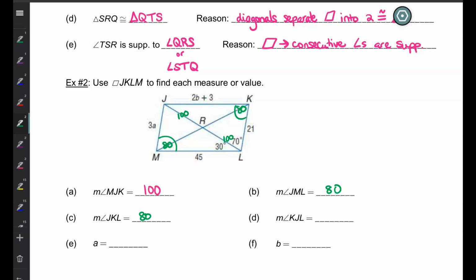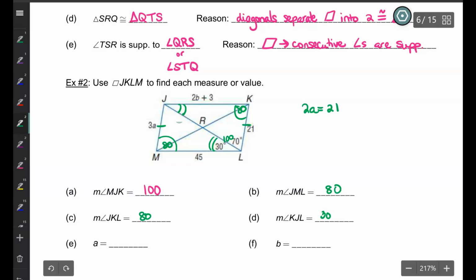And the measure of angle KJL is this angle here. That has to be congruent to 30 because those are alternate interior angles. Okay, and lastly, we have to solve for a and b. Well, 3a has to be equal to 21, so a is 7. And then we have 2b plus 3. That has to be equal to its opposite side, which is 45. So we get 21.